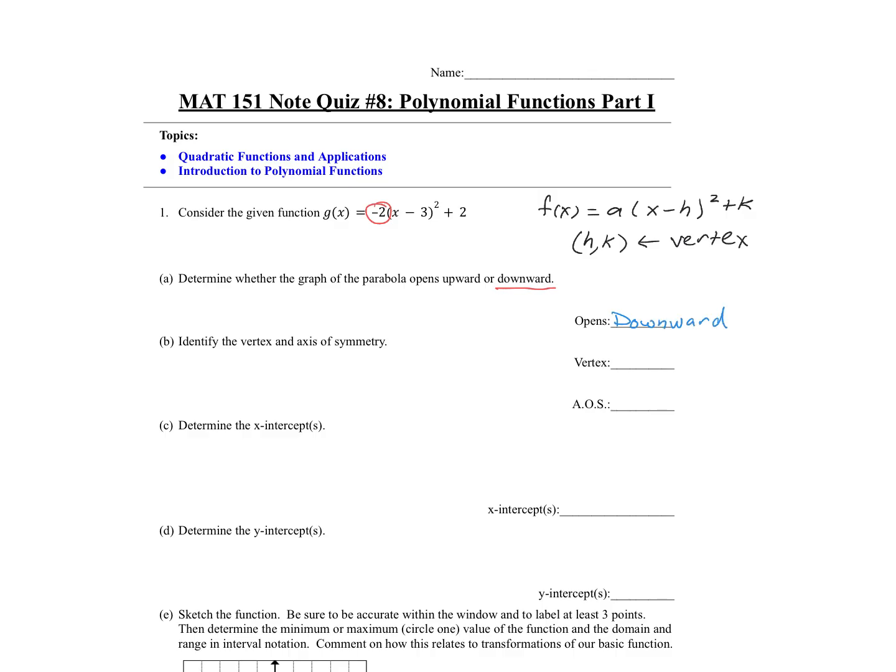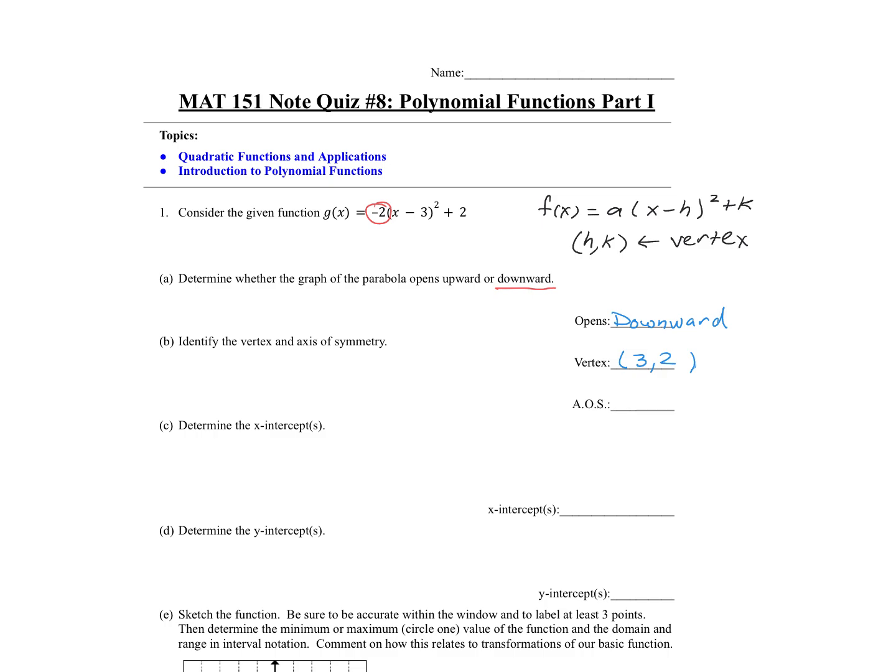A vertex, again, is going to be that h and k ordered pair. So the h number is 3. You'll notice the minus is a placeholder, so it's always the opposite of the number following the x. And then the k number is exactly the number that occurs behind the square. So it's going to be 3, 2. 2, I said, not 3 again. There we go.